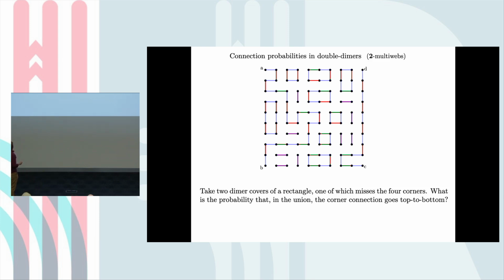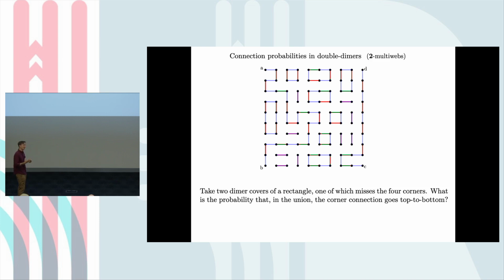What's the probability that A and B are connected by a chain, and C and D, rather than A and D, and B and C? Since the chains don't intersect each other, A can be connected either to B or to D, and likewise for the other one. So what's the probability that in the union the corner connection goes that way versus that way? And of course, if it's a square like illustrated, the probability is exactly 50%, just by symmetry. But if it's a rectangle or some more complicated piece of Z2, this is a non-trivial probability.